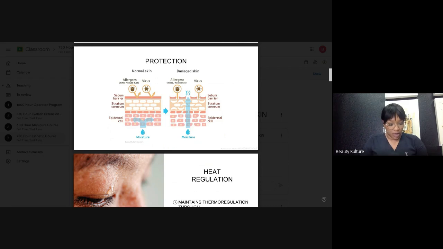I'm trying to figure out if there's anything else that I need to say that is essential to protection. Okay, so the text does say that lipids are protective oils and are part of the intercellular matrix, which is fluid that flows between the epidermal cells. Damage to the barrier layer is the cause of many skin problems, including sensitivities, aging, as well as dehydration.